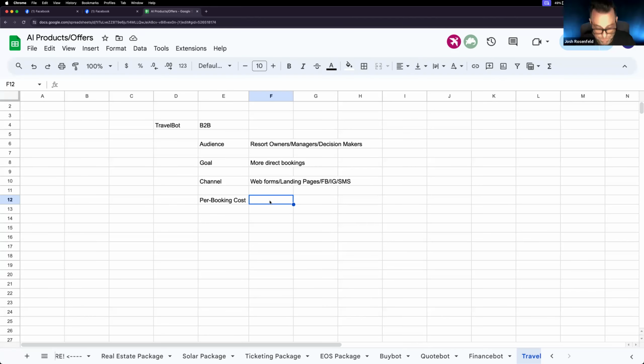Wow. Okay, cool. Because that's going to determine what your risk reversal will be and what you can afford to do. $250, that's huge. That's great. If you can get that high of a price, that allows you to do lots of different things. So you're going to do a per booking cost. All right, looking at some other offers here.